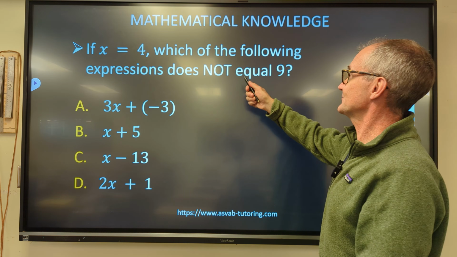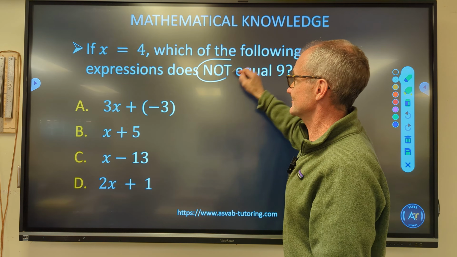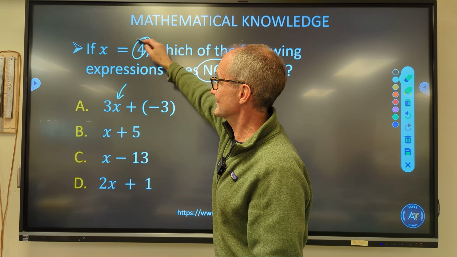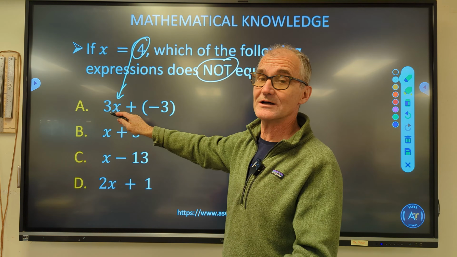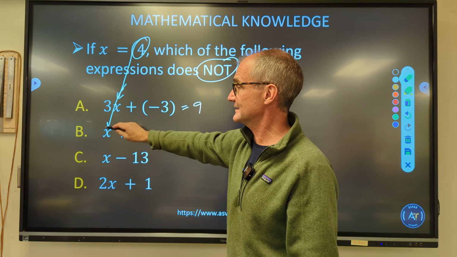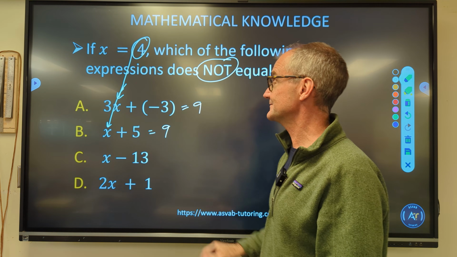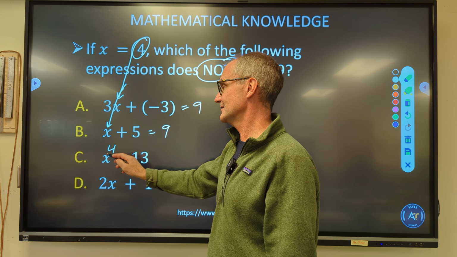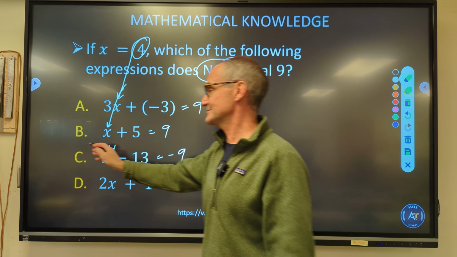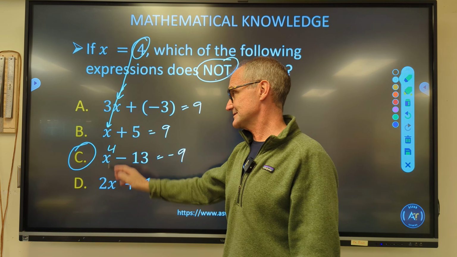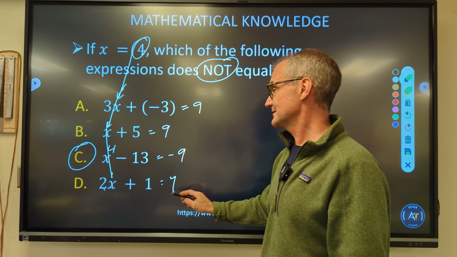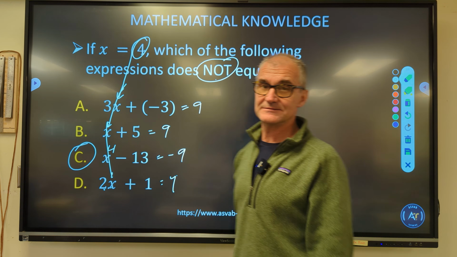All right, if x is equal to 4, which of the following does not equal 9? So I'm going to take that 4 and just plug it in through a process of elimination. I take that 4 there, plug it in there. 3 times 4, 12. 12 minus 3, that's equal to 9. Take that 4, plug it in there, 4 and 5, that's equal to 9. Take that 4, plug it in there, 4 minus 13, negative 9. That is not equal to 9. There's my correct answer. Just as a check right here, plug the 4 in there, 4 times 2, 8, plus 1, 9. Only one that is not equal to 9, C.